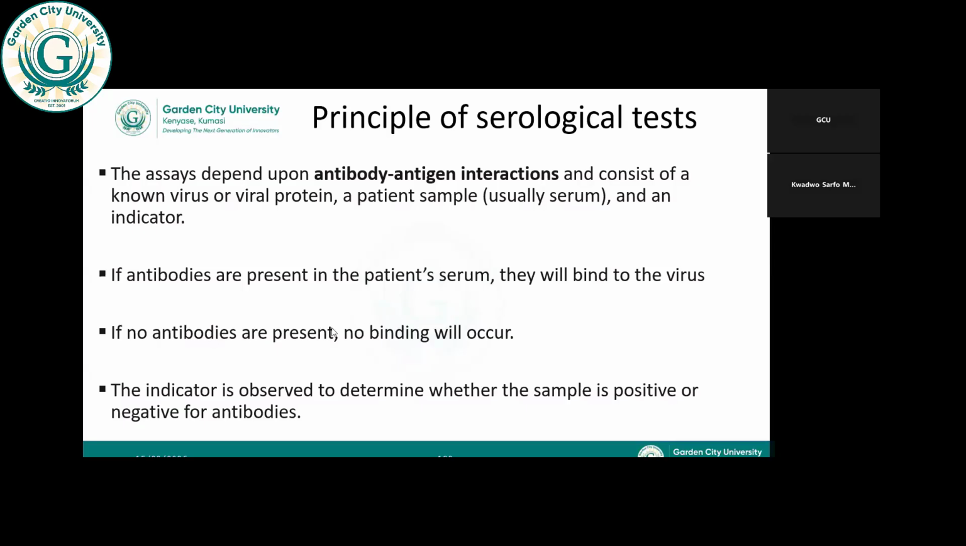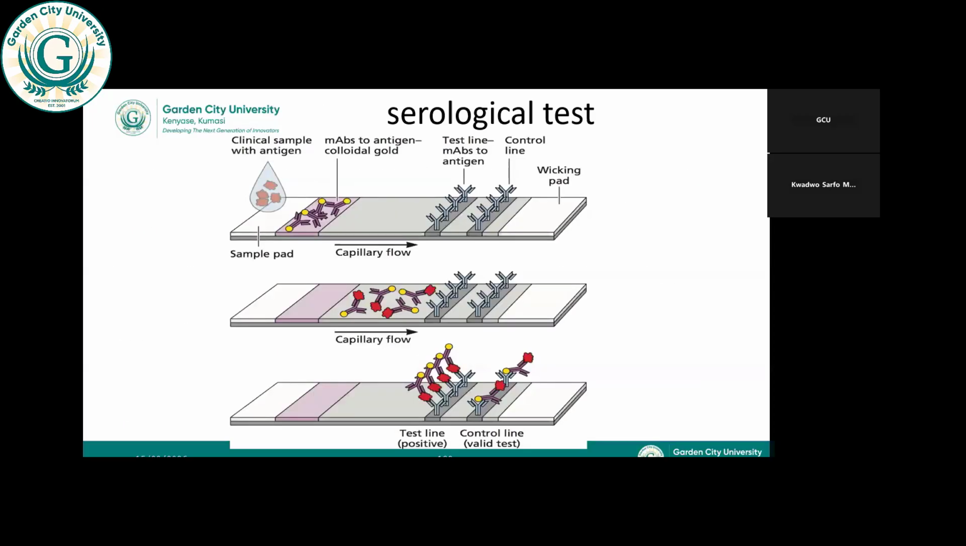If antibodies are not present, there will be no binding. So we can use an indicator, a control, to show us that the sample is positive or negative for the antibodies that we are going to test. So if the sample does not have the antigen, then the antibodies will have nothing to bind to. So the test will be negative. So you can have a clinical sample that has the virus, which is the antigen. The antibodies are produced within the host for immune attack.